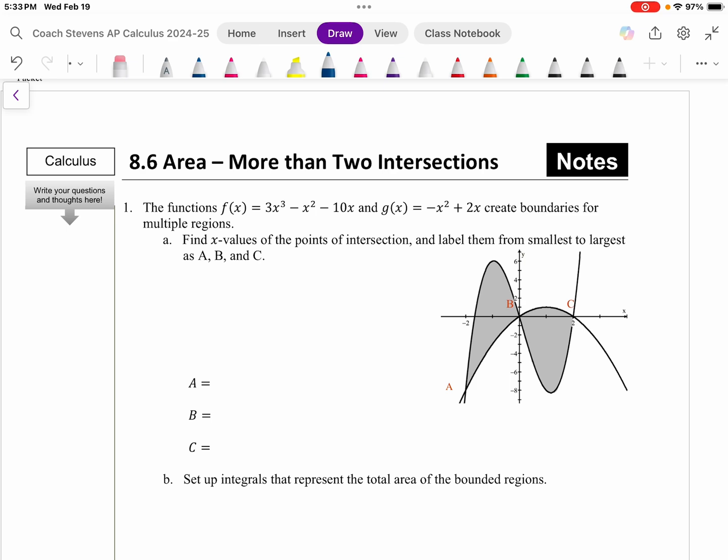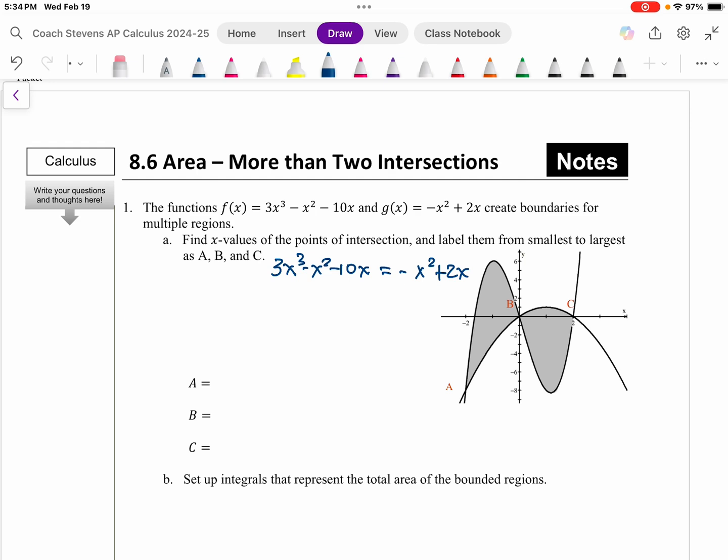So here they asked us to figure out the A, B, and C points of intersection, labeled from smallest to largest. A is the smallest, B is the middle, C is the largest. And again, we're going just off of the x values on this one. So we want to take our two functions and set them equal to each other. We're trying to find out when these two things intersect, so we're just doing our system of equations here.